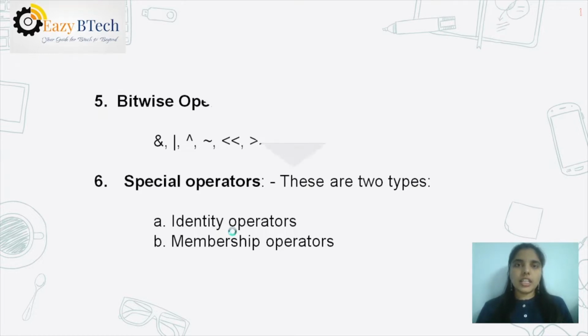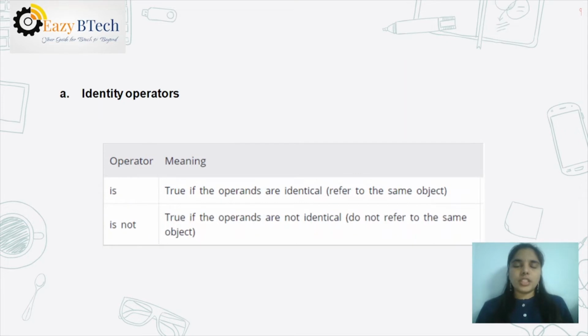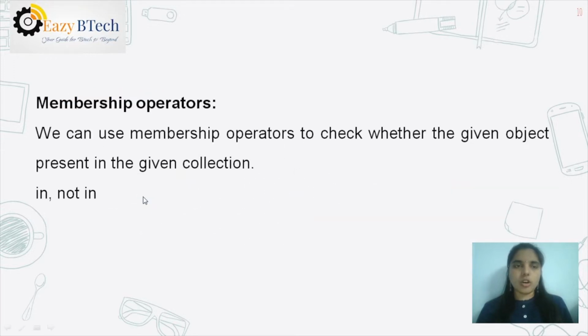In the identity operator, I already told about the object reusability concept. There are two identity operators, that are nothing but is and is not. These operators work depending upon the object reusability concept. The next operator is the membership operator. We can use the membership operator to check whether the given object is present in the given collection. In the membership operator, two operators are there, that are nothing but in and not in.